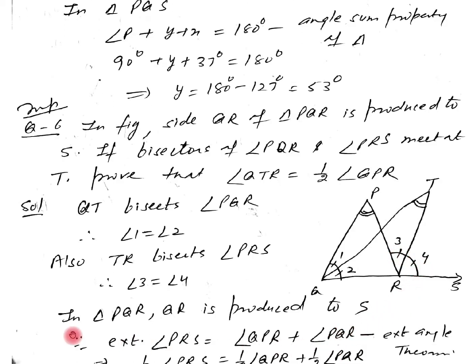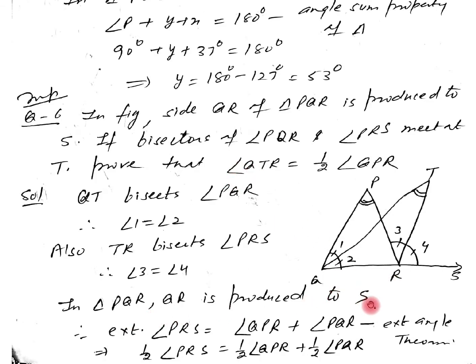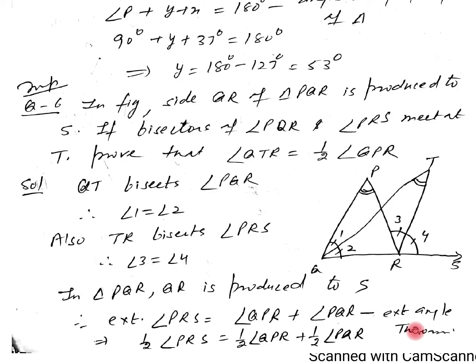Now here in the triangle PQR, QR is produced to S. So we can apply the exterior angle theorem. It means exterior angle PRS is equal to angle QPR plus angle PQR by the exterior angle theorem. Now I am multiplying the whole equation by 1 by 2. This idea you can get because in the result we have to prove half angle QPR. So I am multiplying this whole equation by 1 by 2.